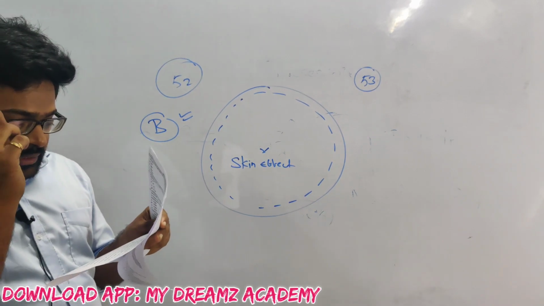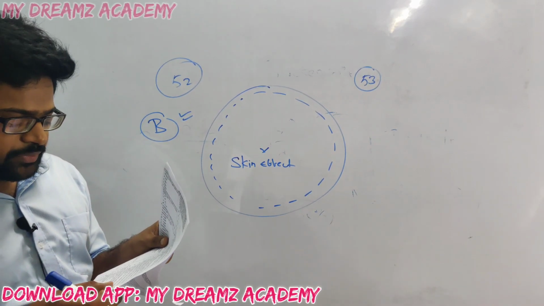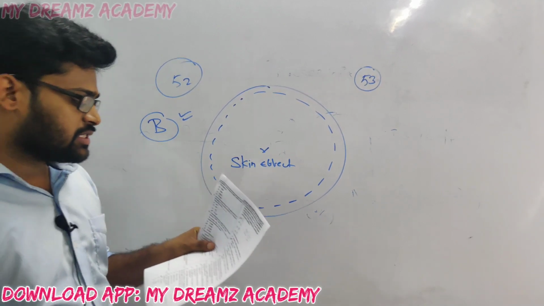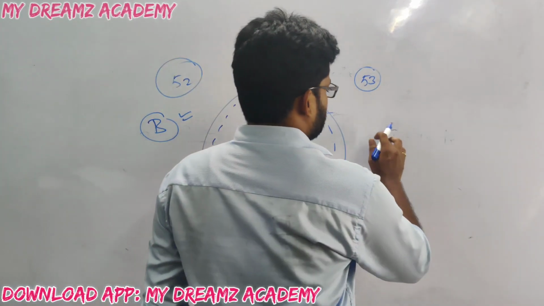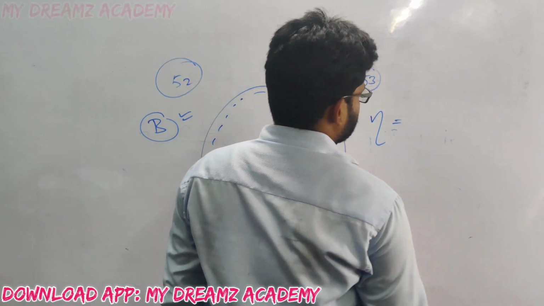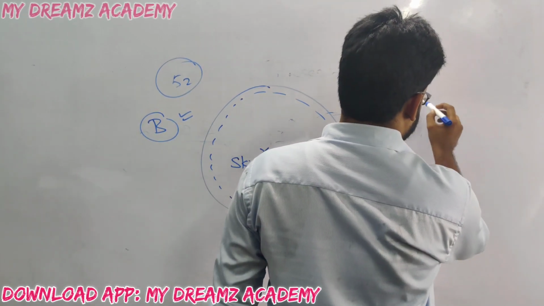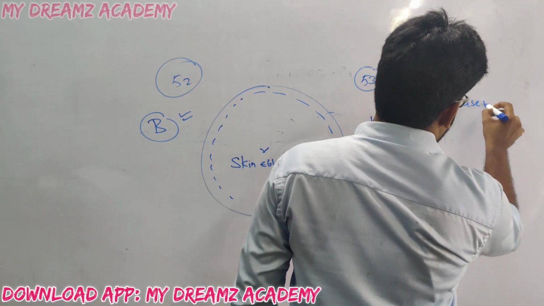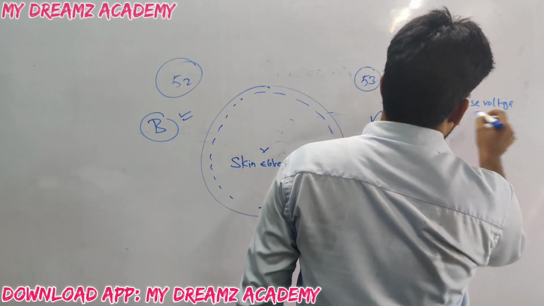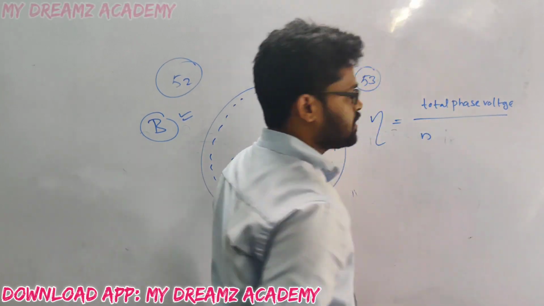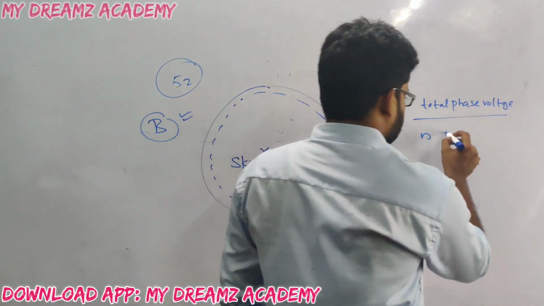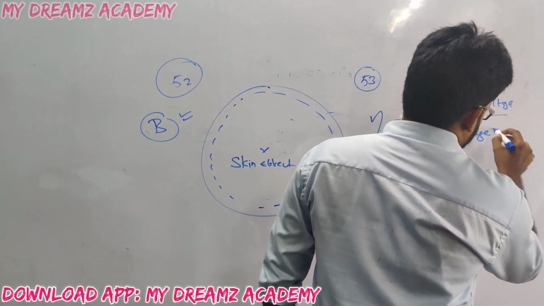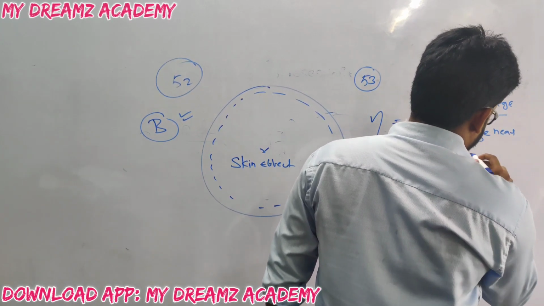So the next question, that is the 53rd question: in a string of suspension insulators, which of the following is correct? First of all, we'll talk about string efficiency. The string efficiency is calculated like this: total phase voltage divided by N, where N is the number of discs, into the voltage nearer to the conductor.